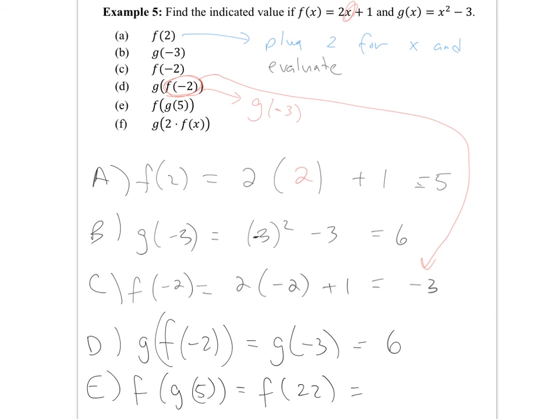Again, do this first and get a number. Then work your way out. So g of 5, when plugged in up here at the top right, is 22. F of 22 is going to be 44 plus 1, 45.